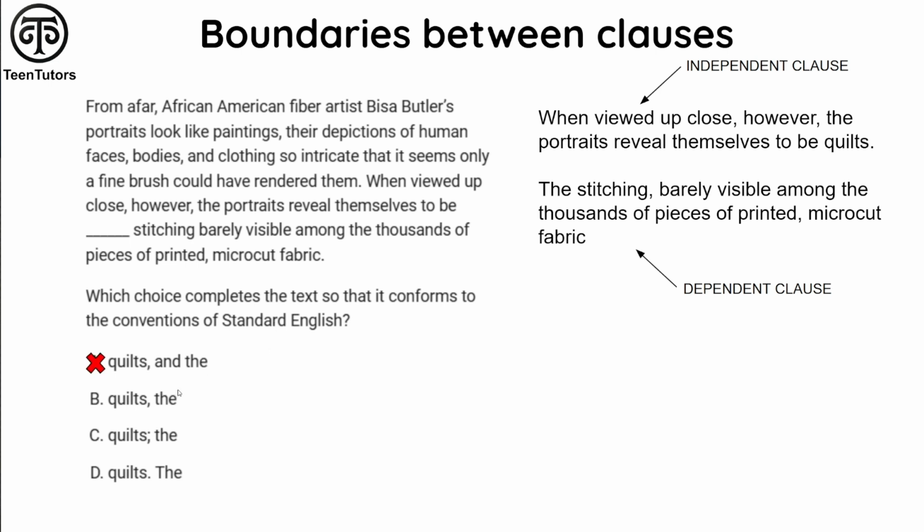Then for B, we have a comma and only a comma, right? So we don't have a comma, fanboys. We don't have a period. We don't have a semicolon. So I'm going to leave that for now.